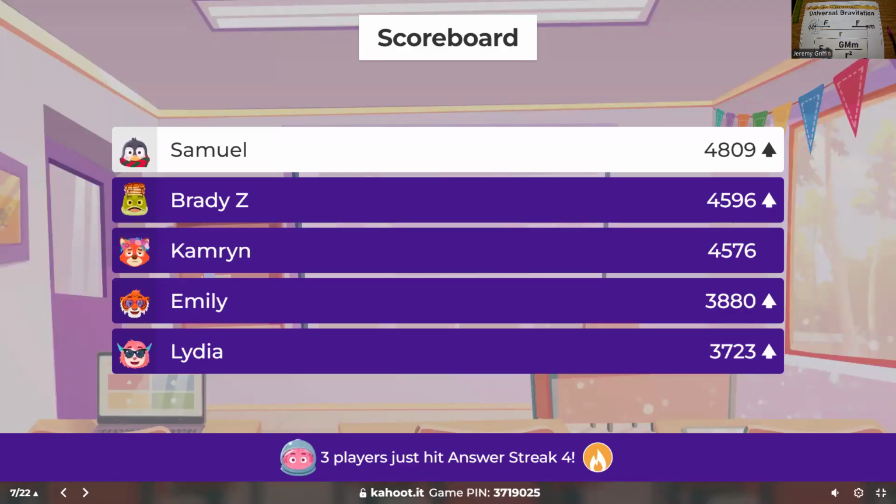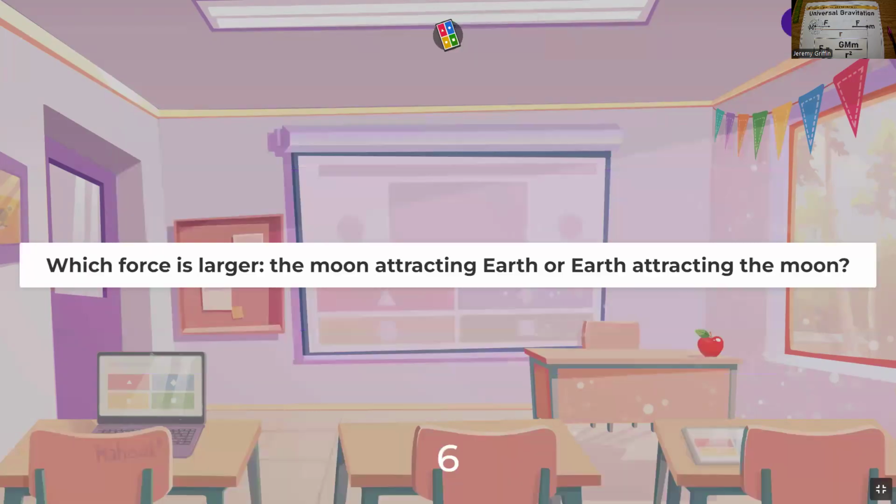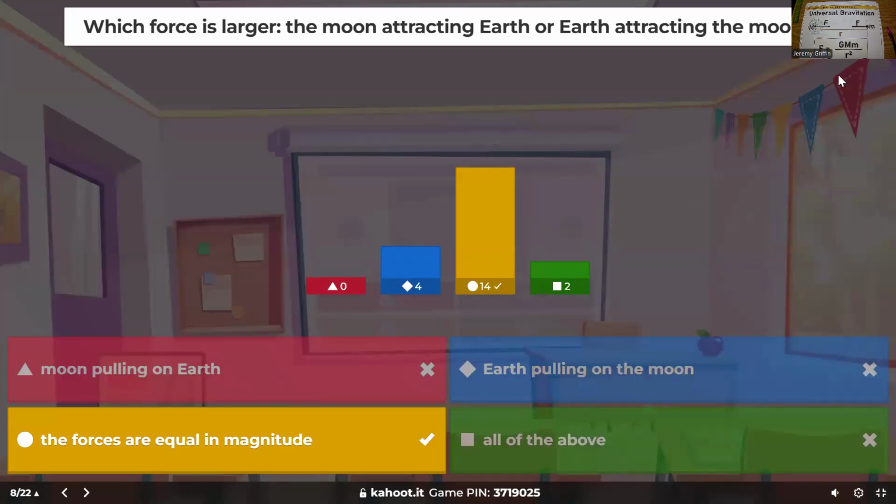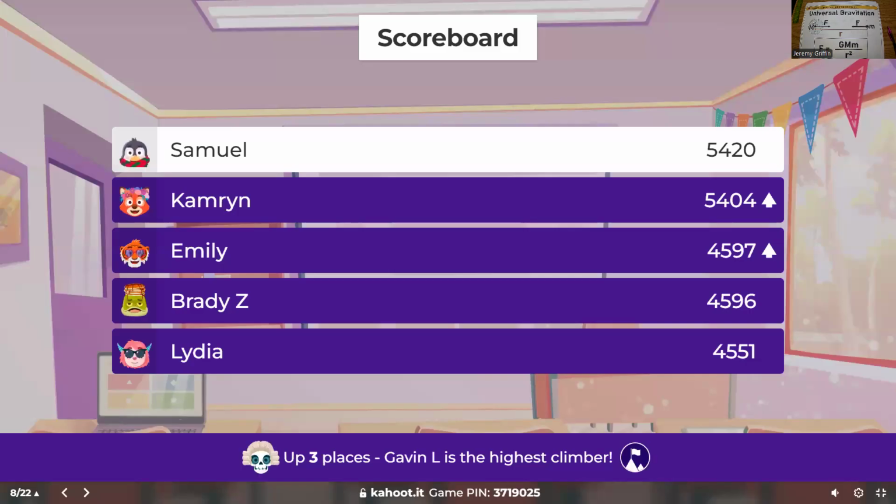All right, Lydia, Emily, Cameron, Brady, Samuel. Which force is larger? The moon pulling on the Earth or the Earth pulling on the moon? Yeah, equal. And guys, that's Newton's what law of motion? Third, Newton's third law. The first law was the law of inertia. The second law was F equals ma. The third law, equal and opposite forces. Earth and the moon, it's the same force, opposite.